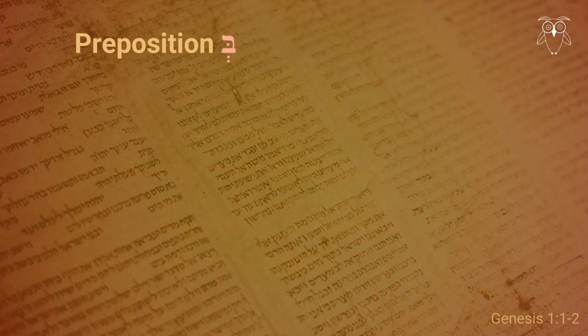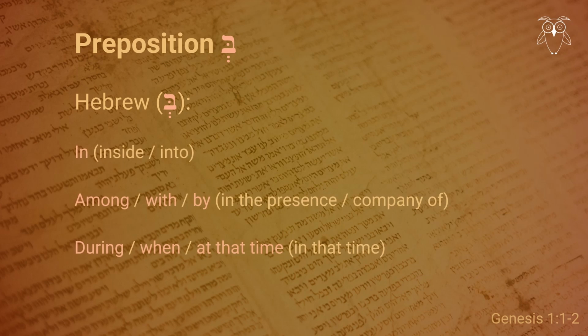Now, back to be in Hebrew. A good place to start is to think of the English preposition in, either in a spatial sense, like inside or into, or in a more abstract sense, like among or with or by. Think of in the presence of or in the company of, or in a temporal sense, like during or when or at a certain time. The specific nuance will have to come from the word it is connected with and the broader context.